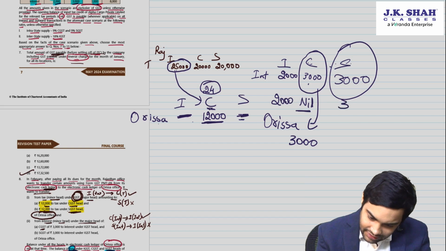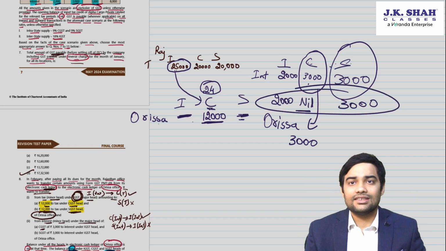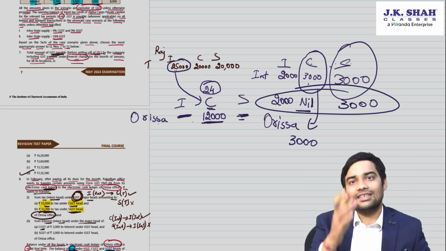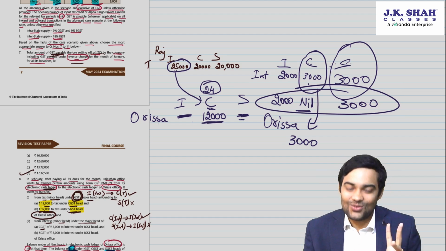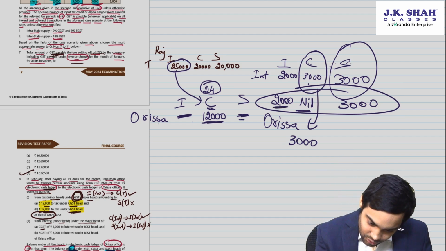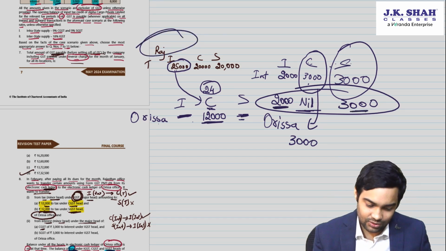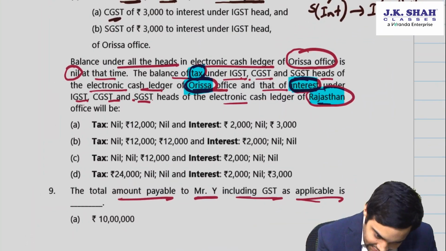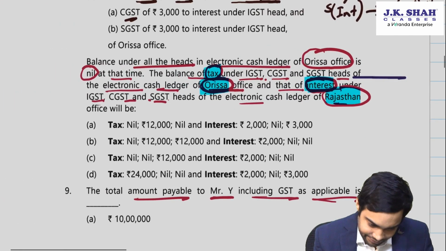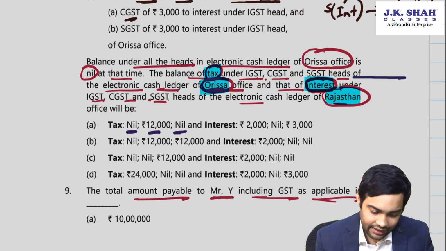This will become nil and this will remain 3,000, because again SGST head to another state cannot be done because that SGST belongs to that particular state. You can do it indirectly by doing it twice, but the answer will be 2. In Rajasthan, the balance will be 2, nil and 3,000. So the answer for tax in Orissa will be nil, 12 and nil.